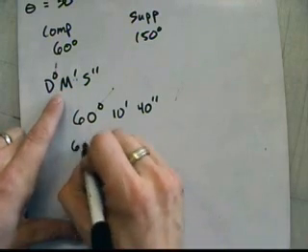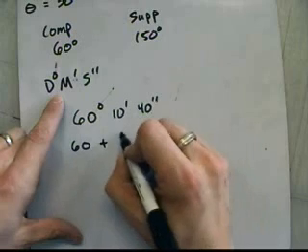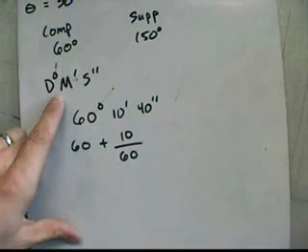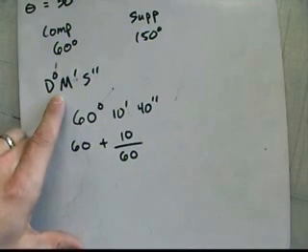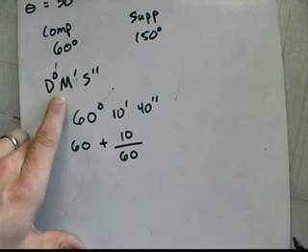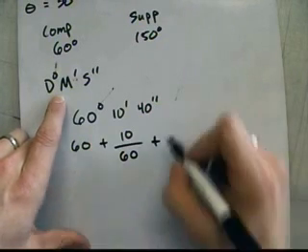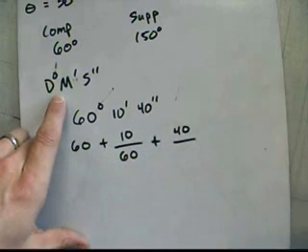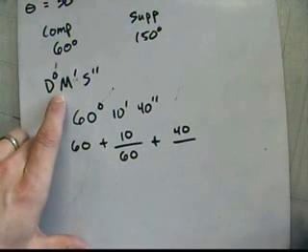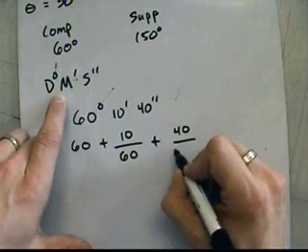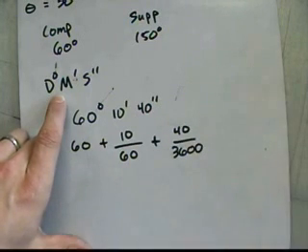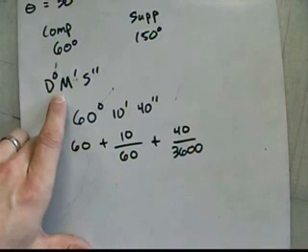So what you do is you take 60 plus, you take 10 divided by how many minutes are in an hour, which there's 60 minutes in an hour. Okay, so it's 10 divided by 60. Plus, you take the number of seconds, which is 40, and you divide that by how many seconds are in an hour. Okay? So how many seconds are in an hour? Almost. 3,600 seconds in an hour.